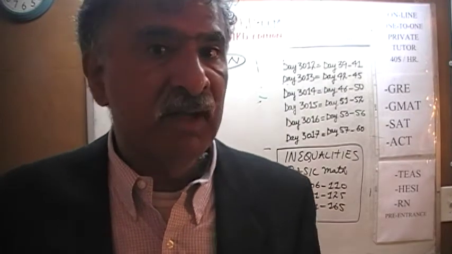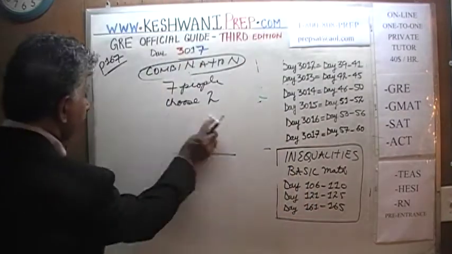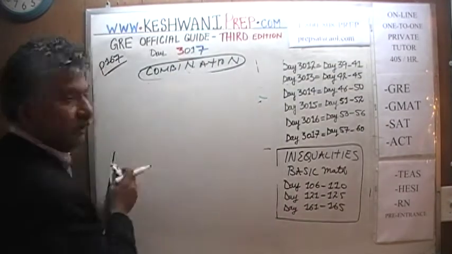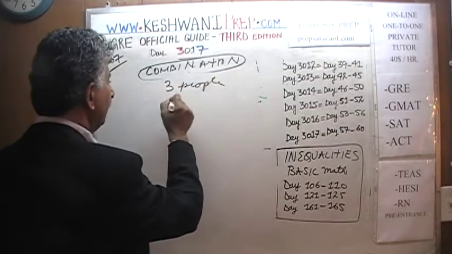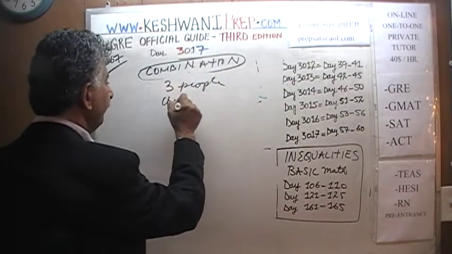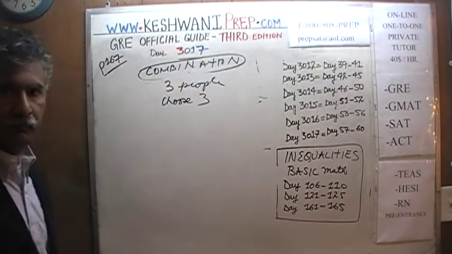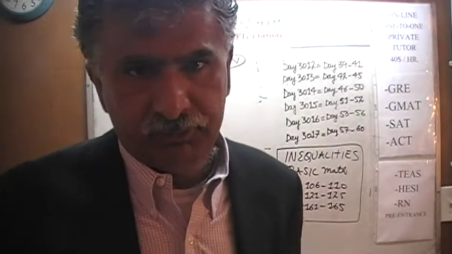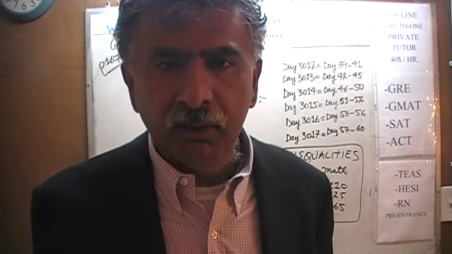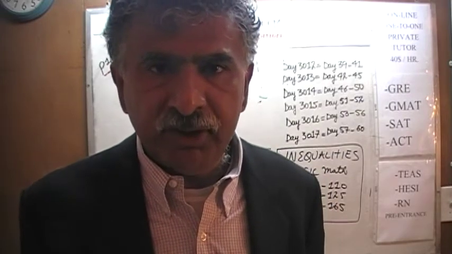I'm going to give you a quick example to make you understand. Just a quick example. There are three people. Choose three. Well, how many different ways can I pick three people out of three? Pick all of them. That's it. There's only one way. There are only three people and you're asking me to choose three.